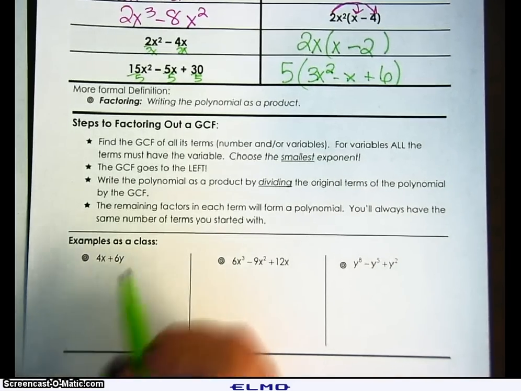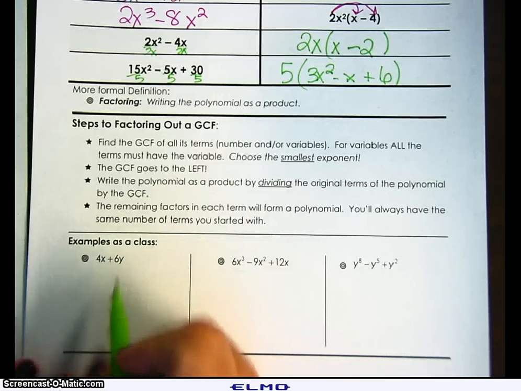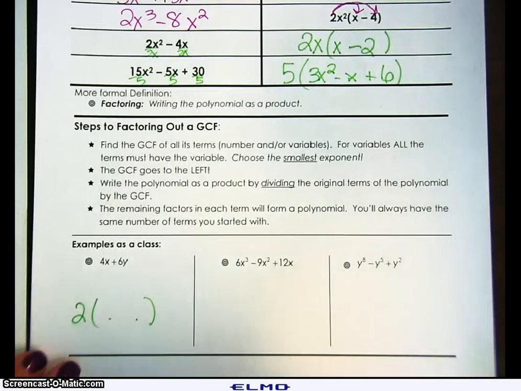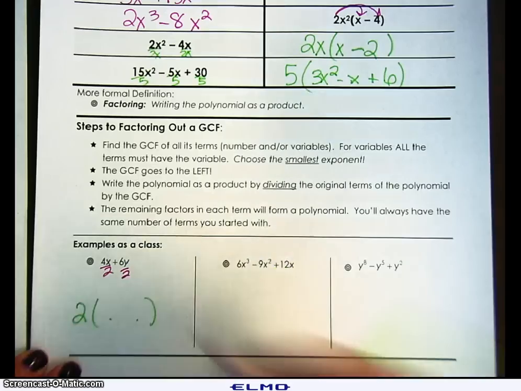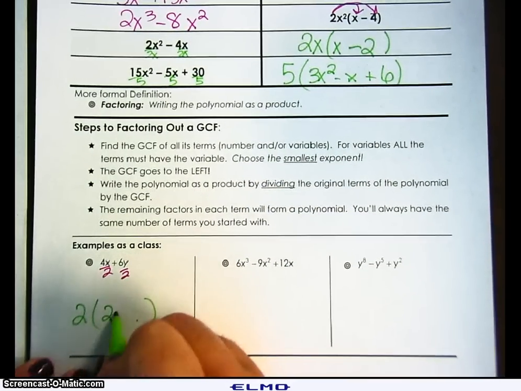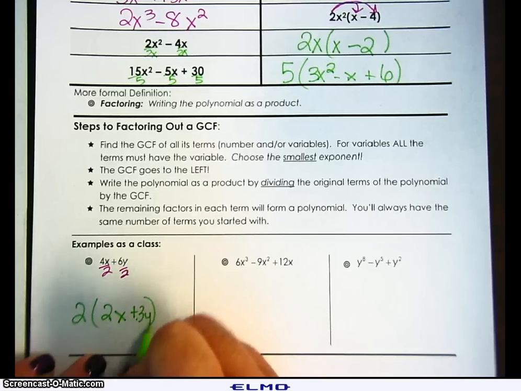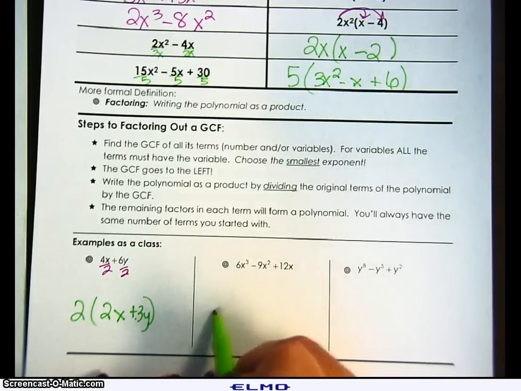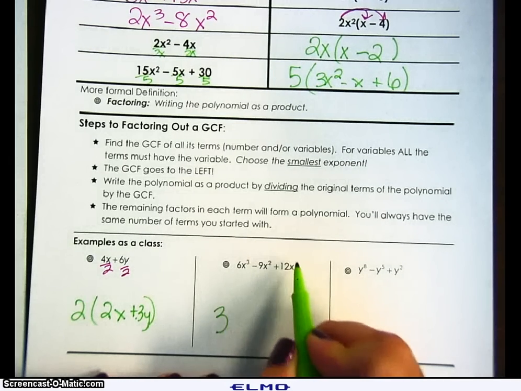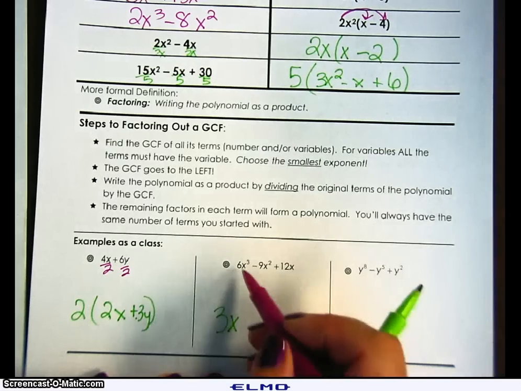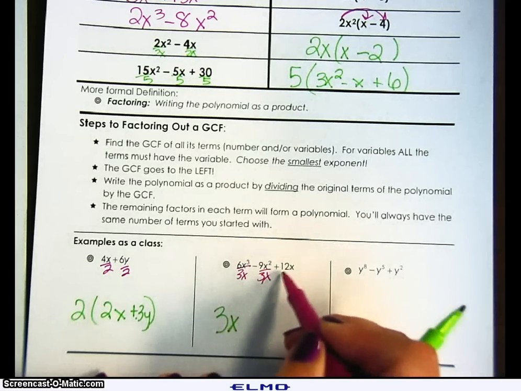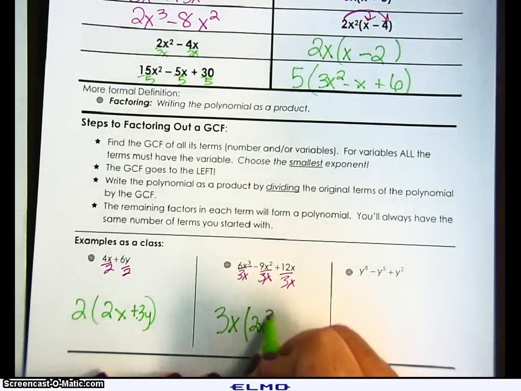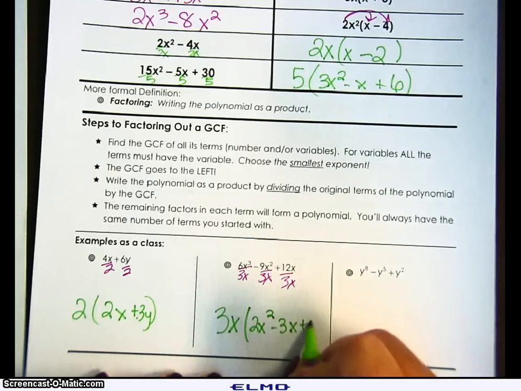So this one has 2 terms, so I'm still going to have 2 terms. The GCF is a 2, and I'm going to still have 2 terms here. We're going to divide each one of these by a 2. So that would leave us here with a 2x, and it would leave this one with a 3y. Okay, what do all 3 of these have in common? They all have a 3 in common, and then since they all have a variable, we choose the smallest exponent. So I'm going to divide each of these by 3x. Remember, when you're dividing, the rule is to subtract your exponents. So 2x squared minus 3x, and then plus 4.